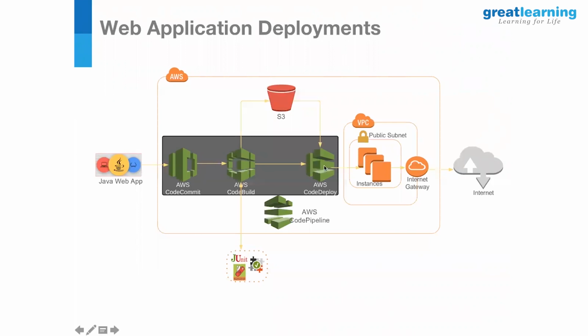It has a 3-stage, and in each of these 3 stages, I have only one action configured here. The first one is code commit. If you wanted to relate to the software release cycle terms, you will say this one is source, build, and deploy.